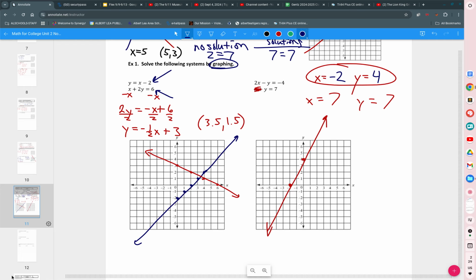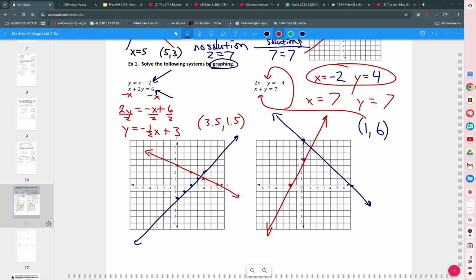And for the next one, x is 7 and y is 7. Here it looks like they do cross at a nice spot. They cross at 1, 6. Anybody know what I could do to check to see if 1, 6 is correct? You could take 1, 6 and plug it into both of these. And if it works for both of them, then it is a solution to that equation.